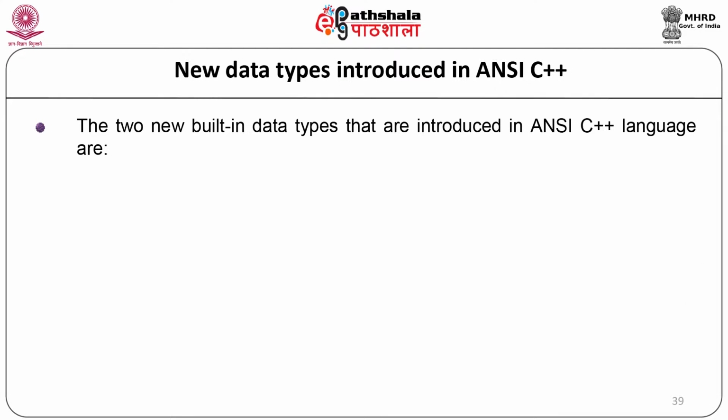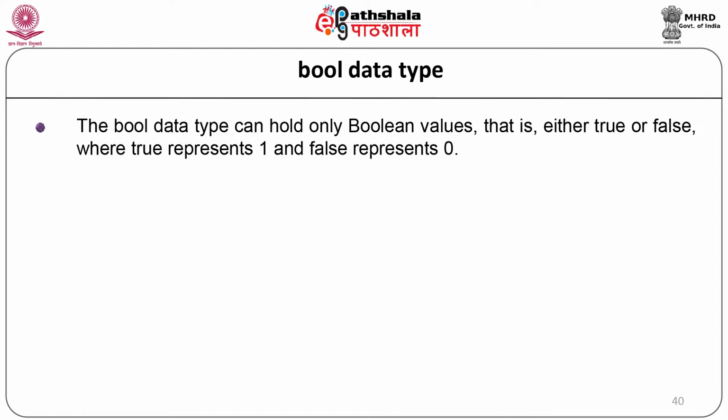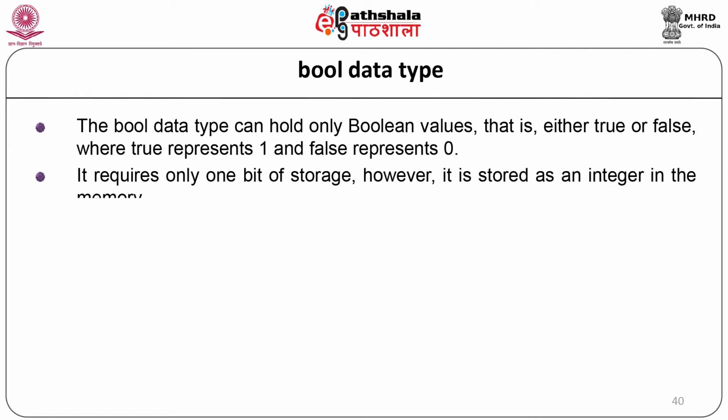The two new built-in data types that are introduced in C++ language are boolean and wchar_t. Now let us see the boolean data type. The bool data type can hold only boolean values, that is either true or false, where true represents 1 and false represents 0. It requires only 1 bit of storage. However, it is stored as an integer in the memory.